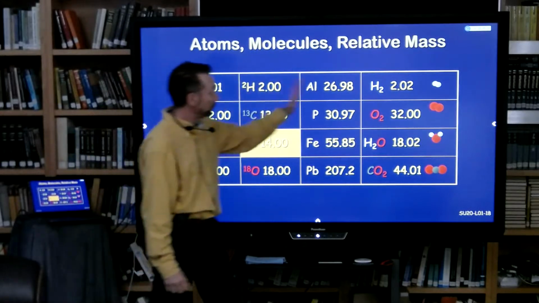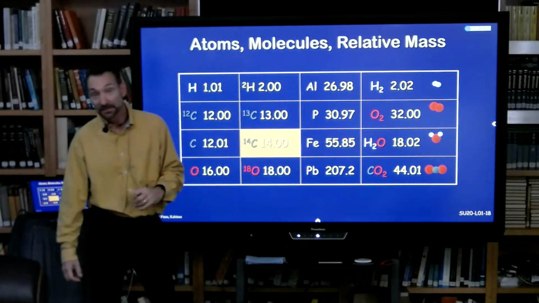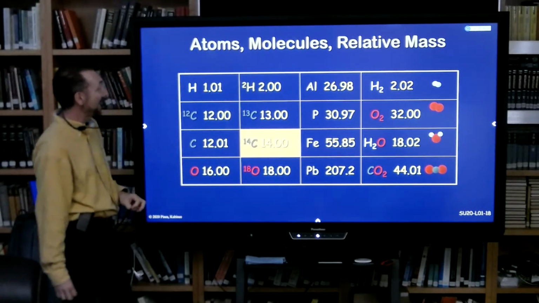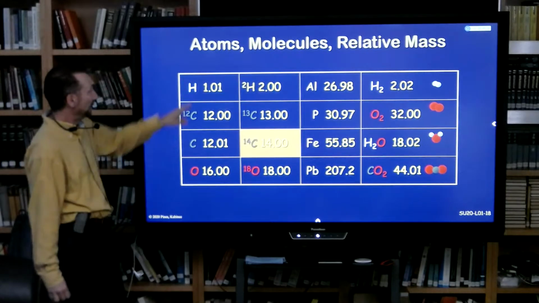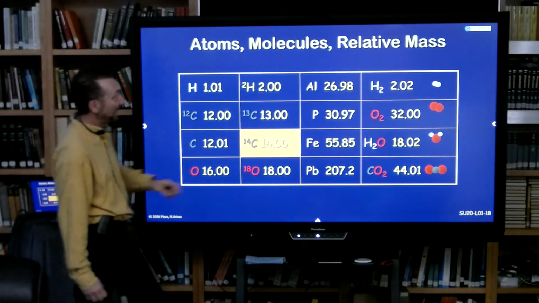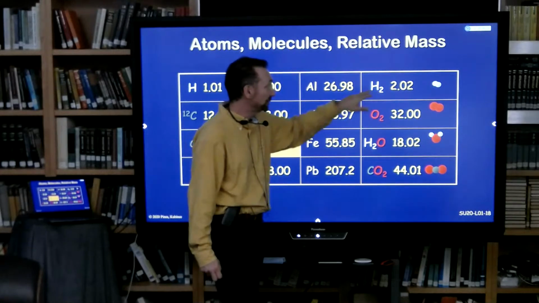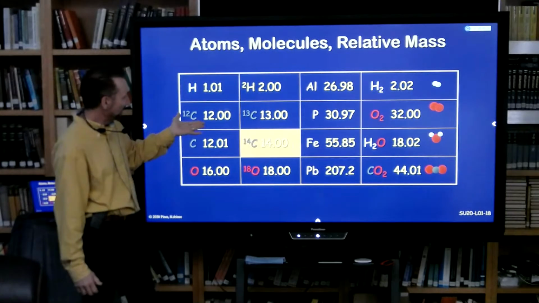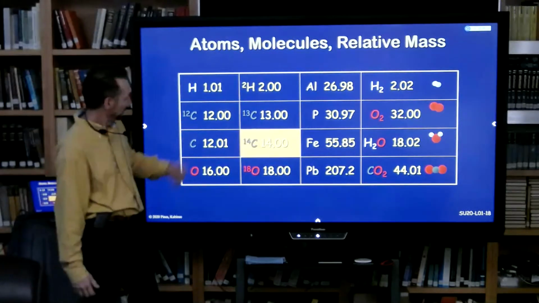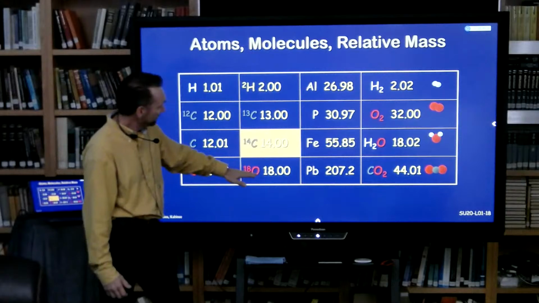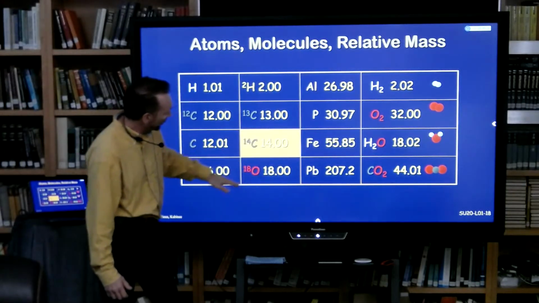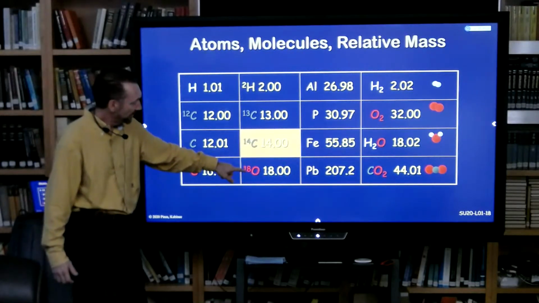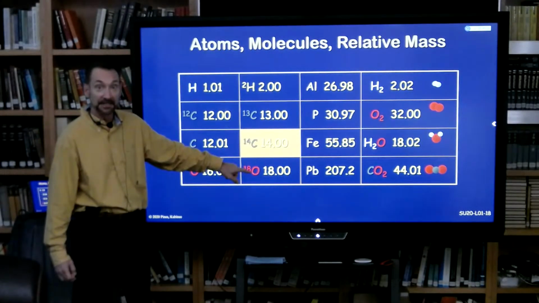We put the relative masses of all the atoms on the periodic table. And here's a table, it's a combination of atoms and molecules. So hydrogen, relative mass 1, hydrogen, relative mass 2, because it's 2 hydrogen atoms. And here's carbon, relative mass 12, oxygen, relative mass 16. Here's an isotope of oxygen. Here's oxygen with 2 extra neutrons in the nucleus.